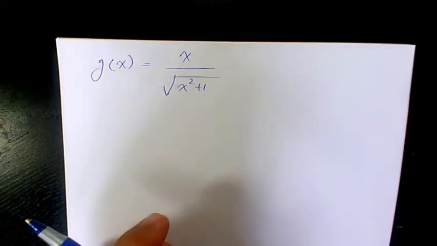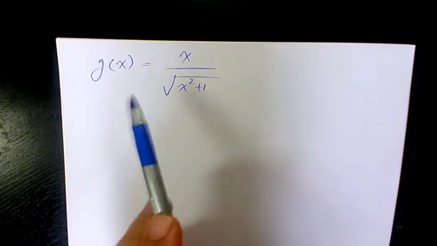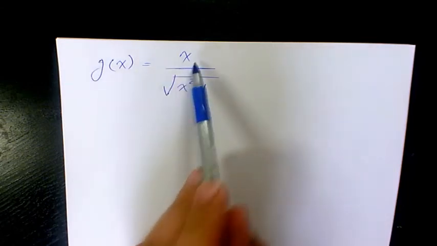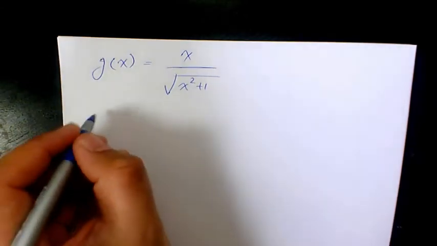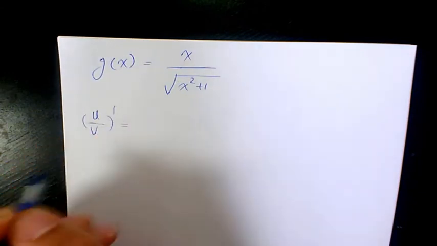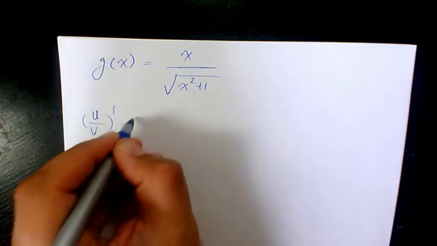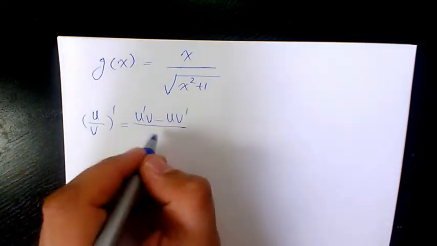Welcome to another video. In this video I want to show you how to find the derivative of g of x, and g of x is x over square root of x squared plus 1. As you see here, we are dealing with a rational function. For finding the derivative of a rational function, we're going to have u prime v minus u v prime, divided by v squared.